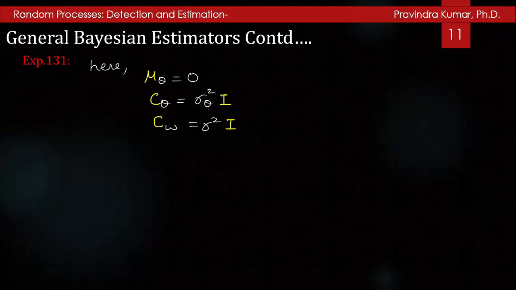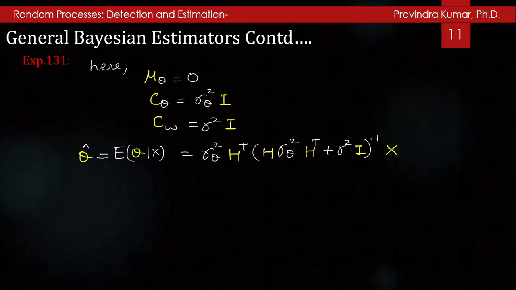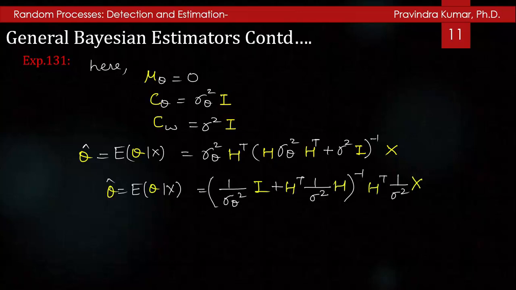Here μθ is 0, Cθ will be σθ² I, and Cω will be σ² I. So from here you will have θ cap, the conditional expected value of θ, E(θ|x), which will be σθ² Hᵀ times the inverse of the matrix H σθ² Hᵀ plus σ² times the identity matrix, times x, and I can write it as the inverse of the matrix (1/σθ²) times the identity matrix plus Hᵀ (1/σ²) H.